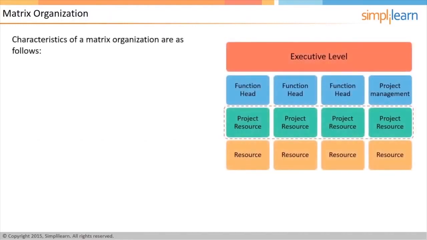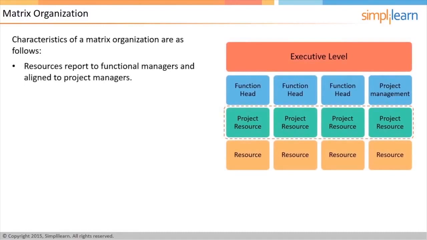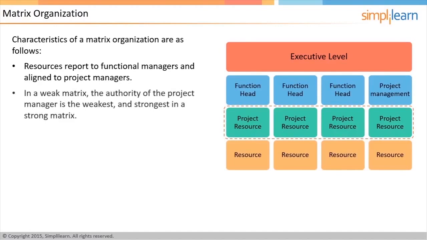In a matrix organization, the resources report to the functional managers and are managed by the project managers as well. There might even be a function that represents all the project managers in the organization, which provides project management expertise. The matrix structure has three variants, commonly referred to as weak, balanced, and strong. In a weak matrix, the authority of the project manager is the weakest and strongest in a strong matrix structure.